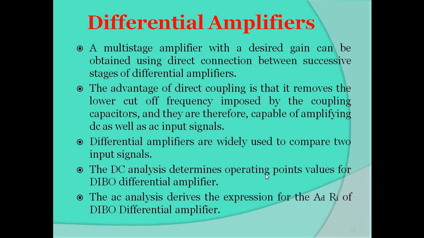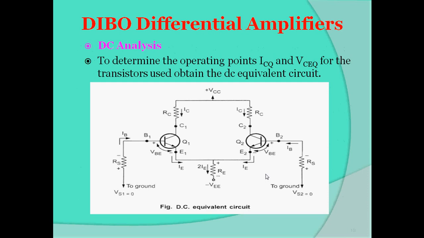So now we will first do the DC analysis that will determine the operating values or operating points of the differential amplifier. As we have seen, the first configuration is the dual input balanced output differential amplifier. We will do the DC analysis for the dual input balanced output differential amplifier. Everyone knows that this is the differential amplifier circuit where two input signals are provided to the inputs, and accordingly we are collecting the output between the collector C1 and collector C2.